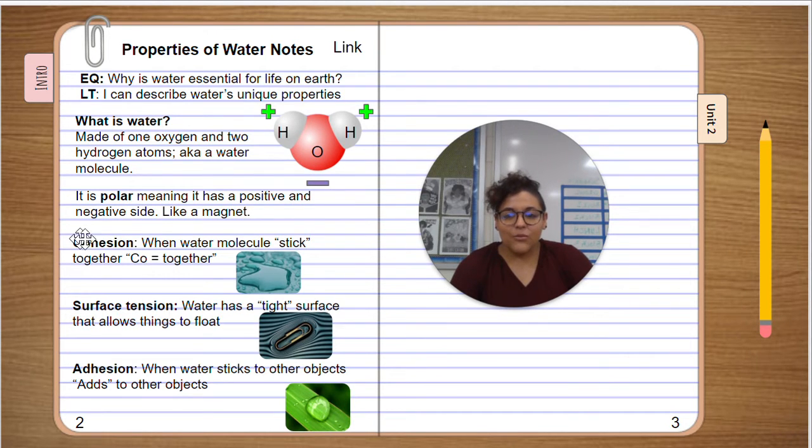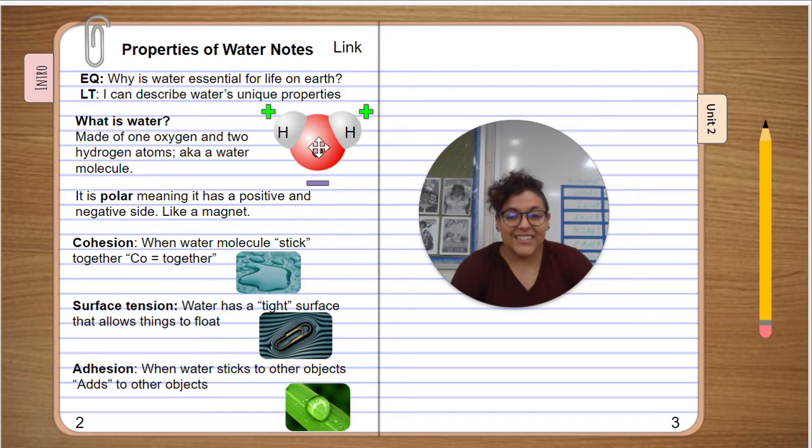One of our key words for this unit is cohesion. So cohesion is a property of water, and it means when water molecules stick together. So co is what we call a prefix, just like if you hear co-pilot or co-worker. Co is a prefix that means together. So whenever you see that, you should automatically think about how that word means something about togetherness.